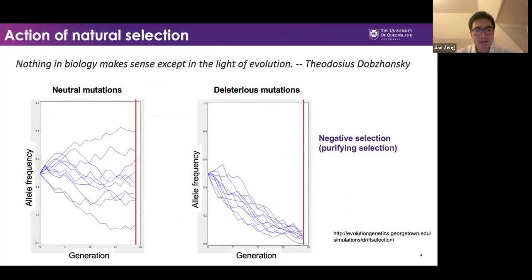And maybe the answer lies in evolutionary genetics. If we consider a neutral mutation, due to random drift and mutation, the allele frequency just fluctuates along generations. But if the mutation is deleterious to fitness, under natural selection, the allele frequency tends to decrease over generations of selection. And if we look at a snapshot of the last generation, the deleterious mutations tend to have a lower frequency than the neutral mutations.